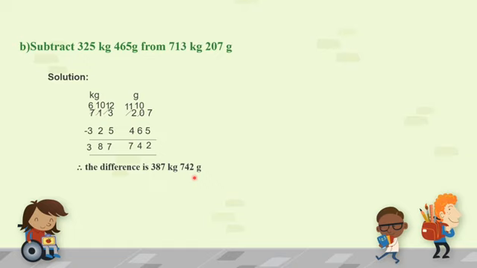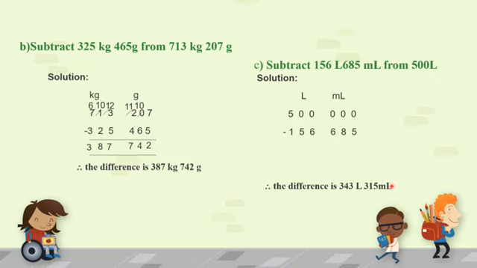Let's take one more example to see how you will subtract if the question is somewhat like this. Here the question says subtract 156 liters 685 milliliters from 500 liters, but there is nothing in the milliliter column. Now how are we going to arrange the number? How are we going to solve? First, the columns liter and milliliter. The smaller number needs to be subtracted from the greater number, that is 500. We know 500 is in the liters column.